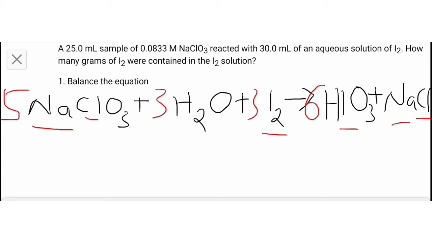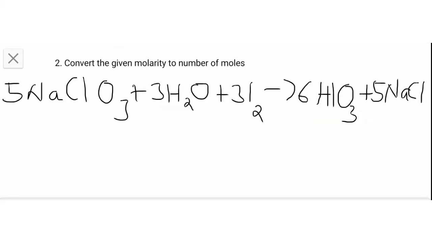Now we have 5 sodium atoms on the reactant side. So to balance that here, we are also going to do the same here. So we put 5 there as well. So we have 5 sodium atoms on the product side, 5 atoms on the reactant side, 5 chlorine atoms here on the reactant side, 5 atoms of chlorine on the product side as well. So everything is balanced in this equation. So step number 1 done. We have a balanced equation. We're ready now to tackle step number 2.